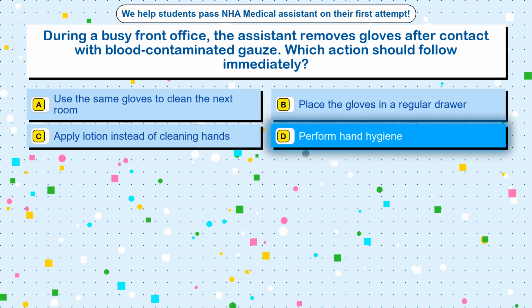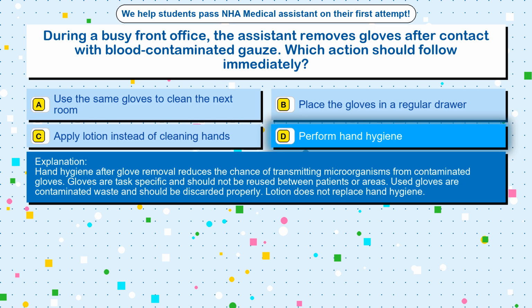Perform hand hygiene. Hand hygiene after glove removal reduces the chance of transmitting microorganisms from contaminated gloves. Gloves are task-specific and should not be reused between patients or areas. Used gloves are contaminated waste and should be discarded properly. Lotion does not replace hand hygiene.